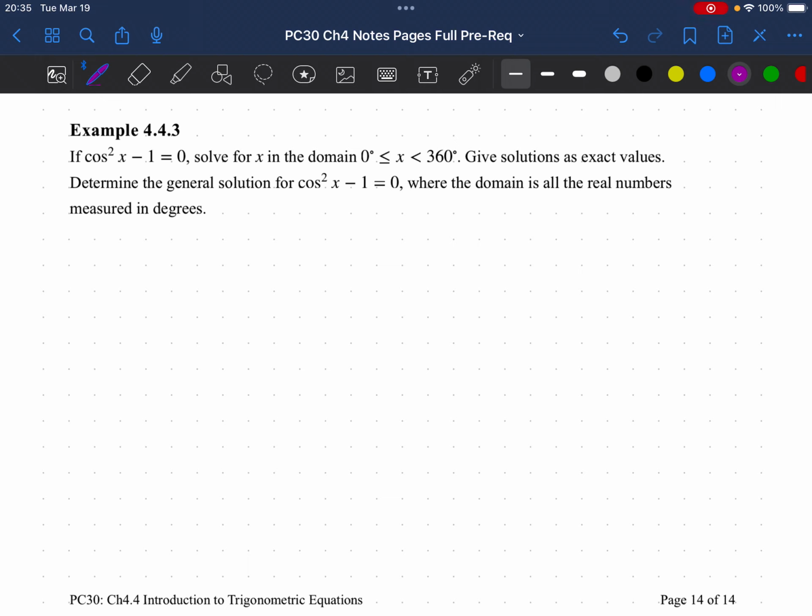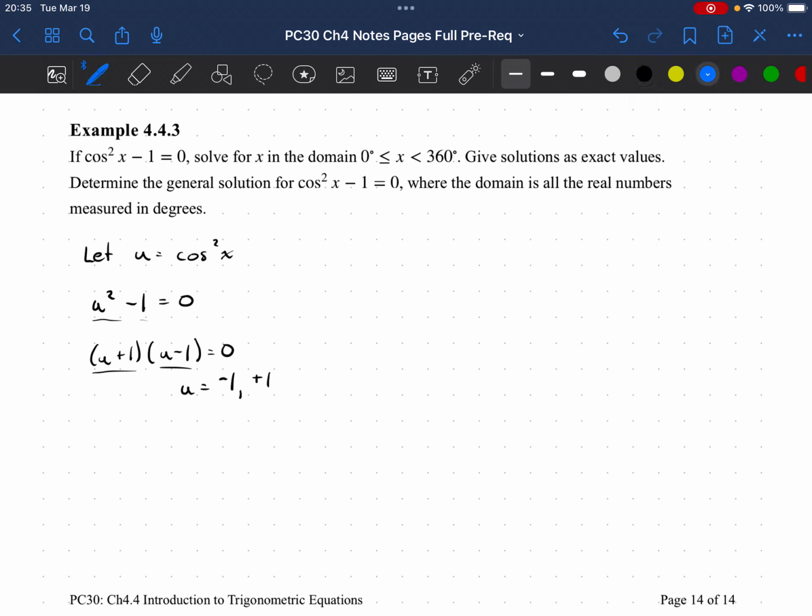All right, so let's start off. I'm going to let u equal cosine x. Then my equation becomes u squared minus 1 is equal to 0. This is the difference of squares, so I get u plus 1 times u minus 1 equals 0. I'm going to get two answers here: u is equal to minus 1, which would make that factor 0, or u is equal to plus 1, which would make that factor equal to 0. So I have two solutions.